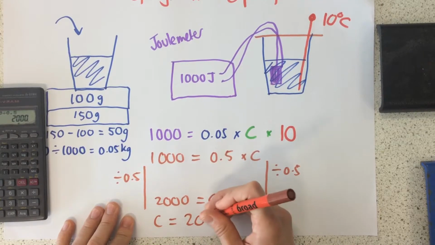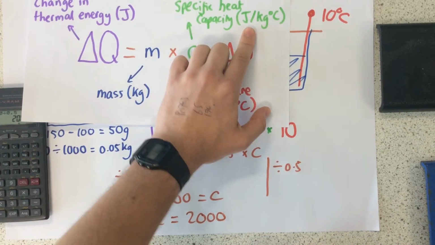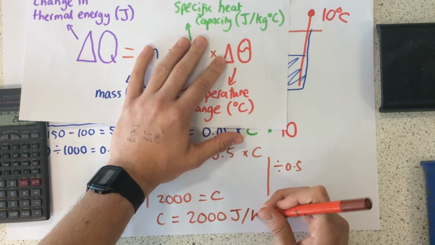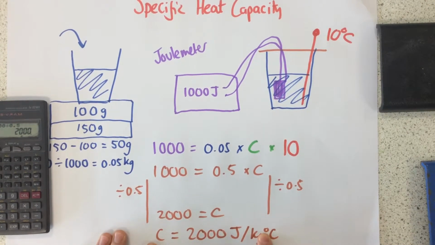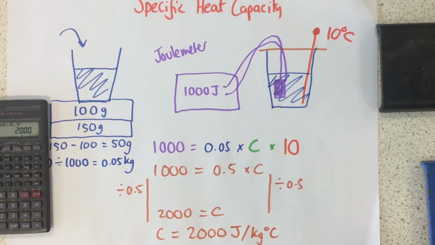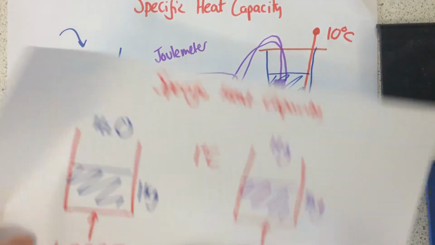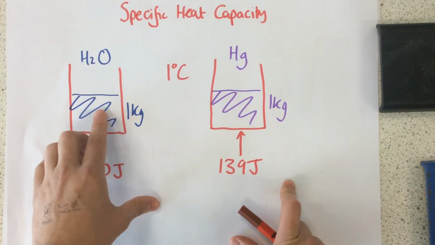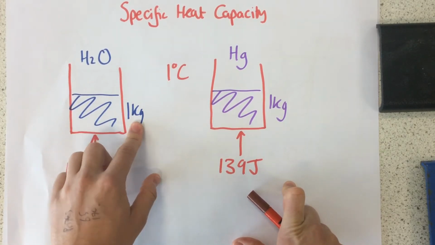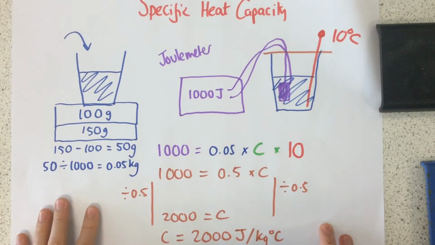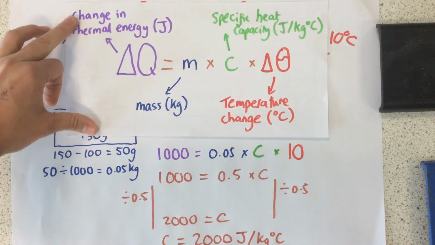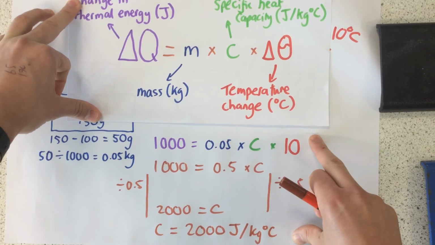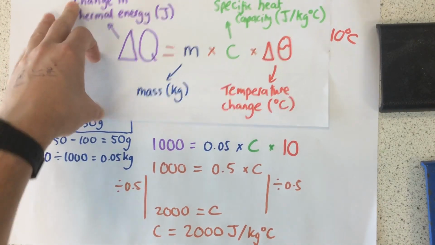So C equals 2,000. Now specific heat capacity has a bit of a strange unit. It's joules per kilogram degrees Celsius. So that is the specific heat capacity of this particular substance. So just to recap, specific heat capacity is the thermal energy required in order to raise the temperature of 1 kilogram of a substance by 1 degree Celsius. This is the equipment that you need in order to find the specific heat capacity of a substance. Here is the equation for specific heat capacity, and this is how you use the numbers from your experiment in order to determine it. Thank you very much.